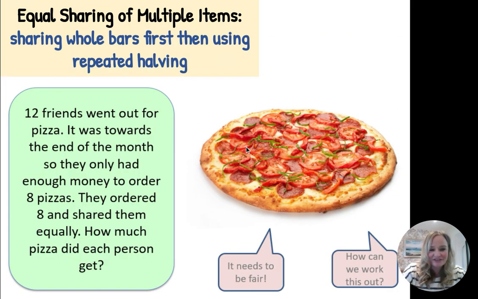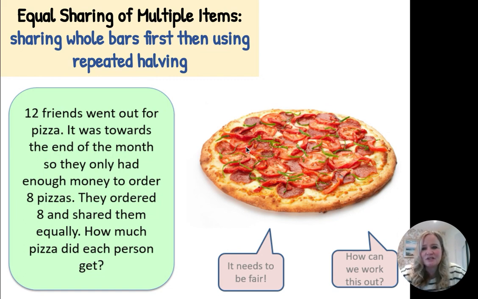So this is a bit of a trickier task because now we're moving away from linear bars. We've got an area model of a pizza, which is in the shape of a circle. So we're then having to transfer that knowledge that they've built up so far using linear models and put that into a different model, the area model, which is in this case a circle.